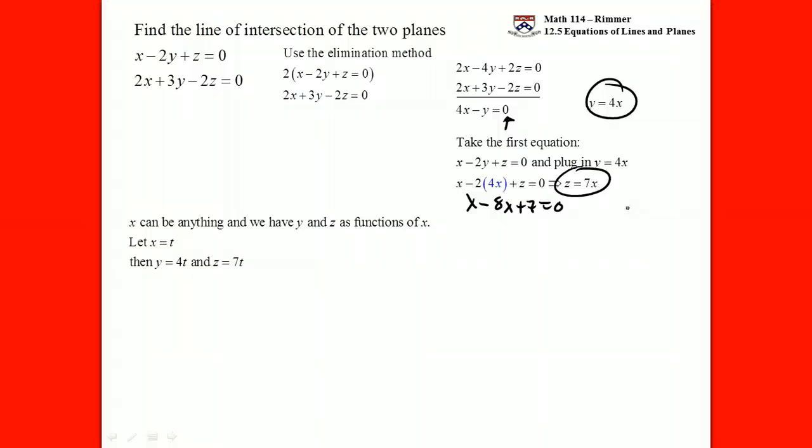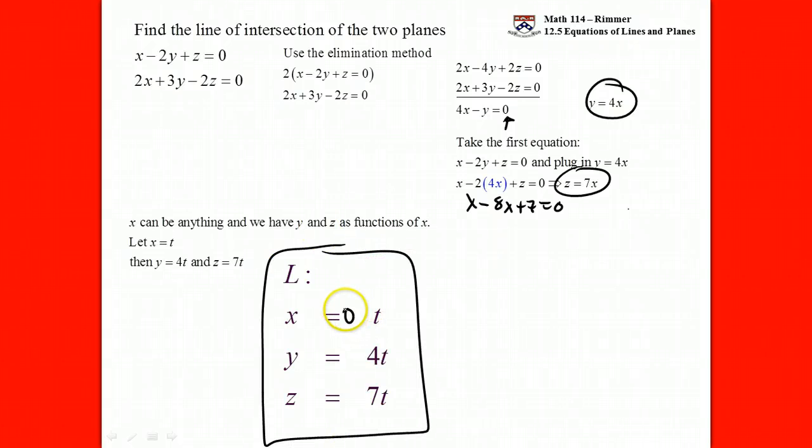But here, this line that we have as the intersection, it just happens to go through the origin, and the equation of that line is x is t, y is 4t, and z is 7t. And that's our answer to the question. If you want to think about it like this, it goes through the origin and has direction 1, 4, 7.